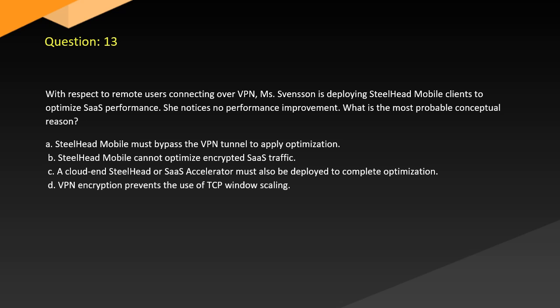A. Steelhead Mobile must bypass the VPN tunnel to apply optimization. B. Steelhead Mobile cannot optimize encrypted SaaS traffic. C. A cloud-end Steelhead or SaaS accelerator must also be deployed to complete optimization. D. The VPN encryption prevents the use of TCP window scaling.